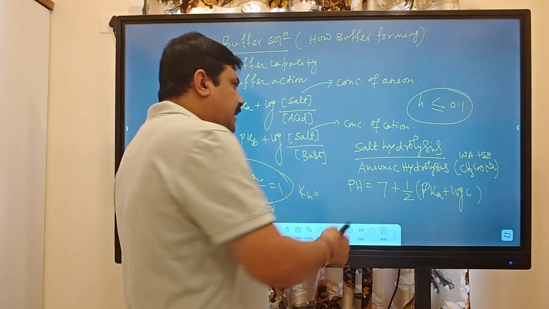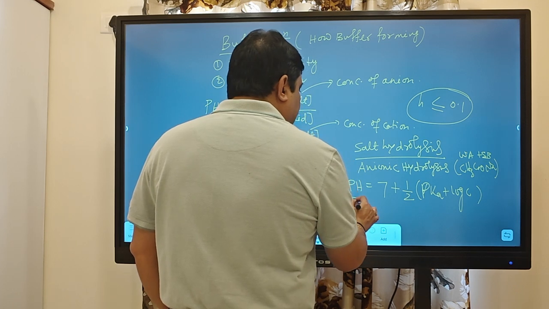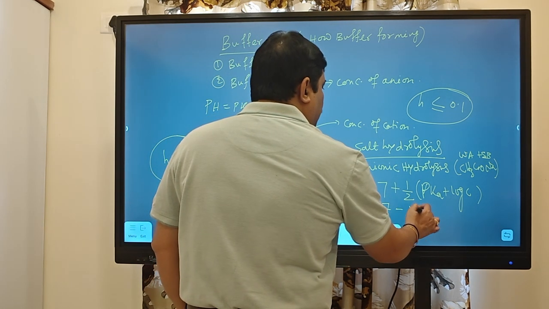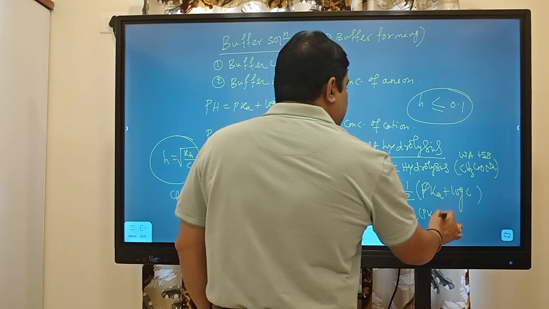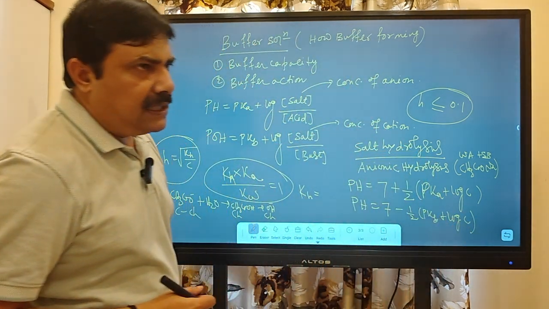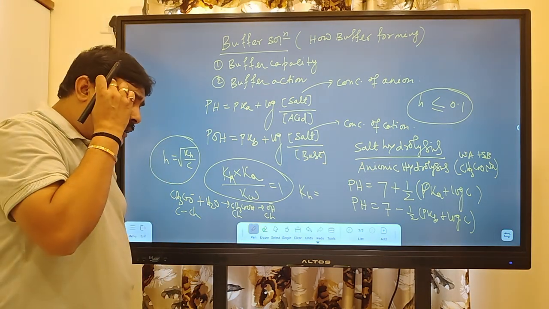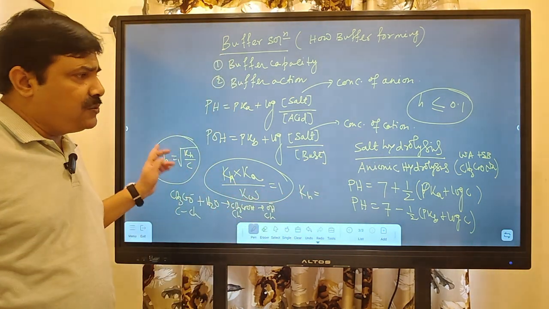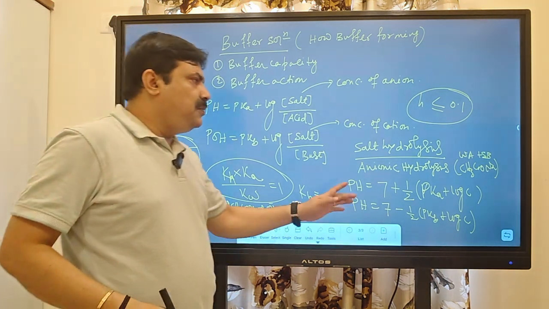And then for cationic hydrolysis, pH will be equal to 7 minus half of pKb plus log C. This formula is based on approximation. That means for cationic hydrolysis you can calculate that way, but this H value you always need to check, otherwise there will be a problem.